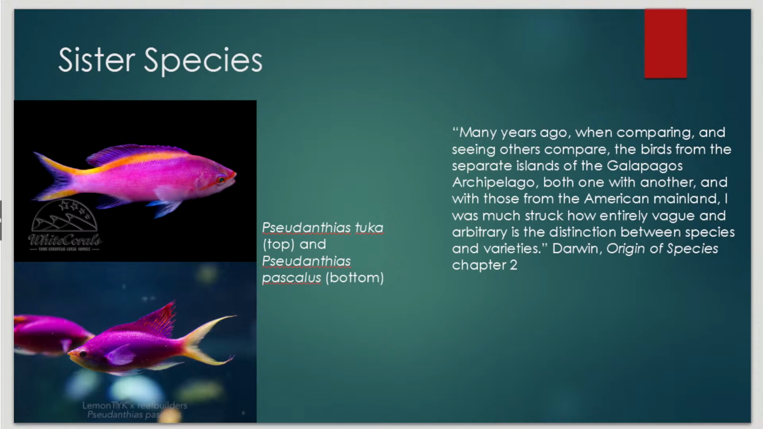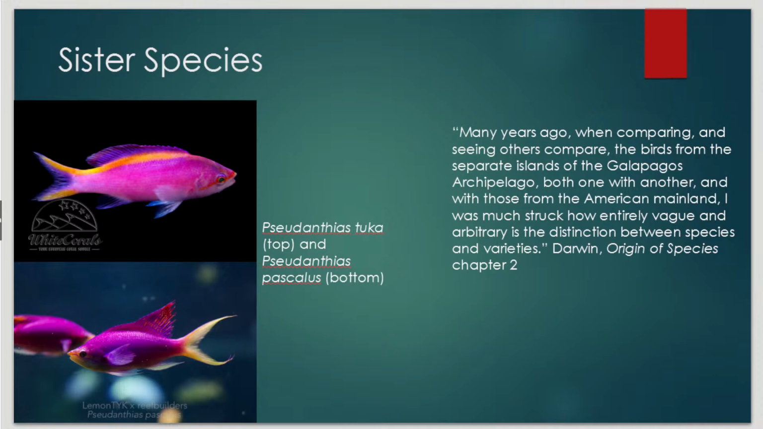Cladogenesis is when you have a single population that becomes 2 species. And so when you have that, what you get are sister species. So these are the closest relatives of each other. And here's an example I just picked arbitrarily because we have them at the aquarium and they're adorable. I love Pseudanthias. Pseudanthias tuka and Pseudanthias pascalus. And they're just sister species.